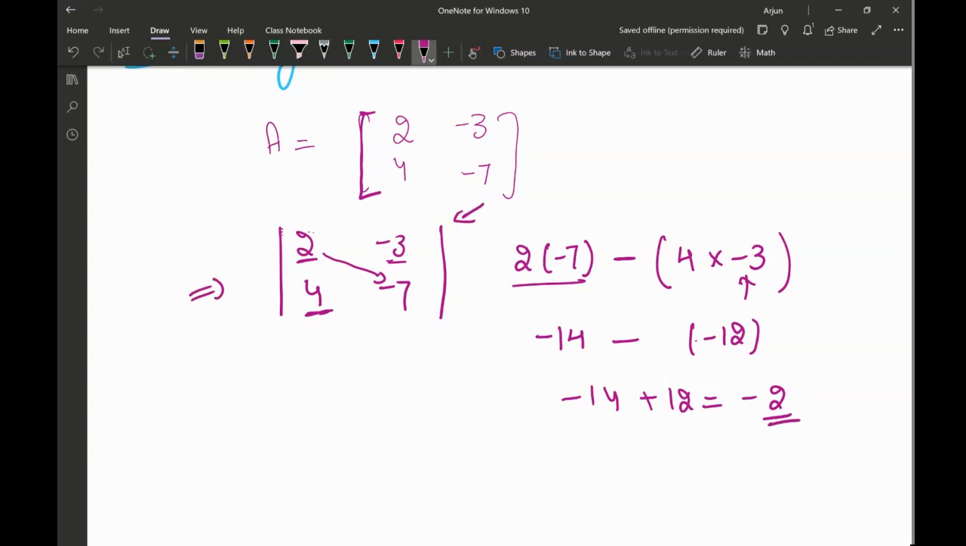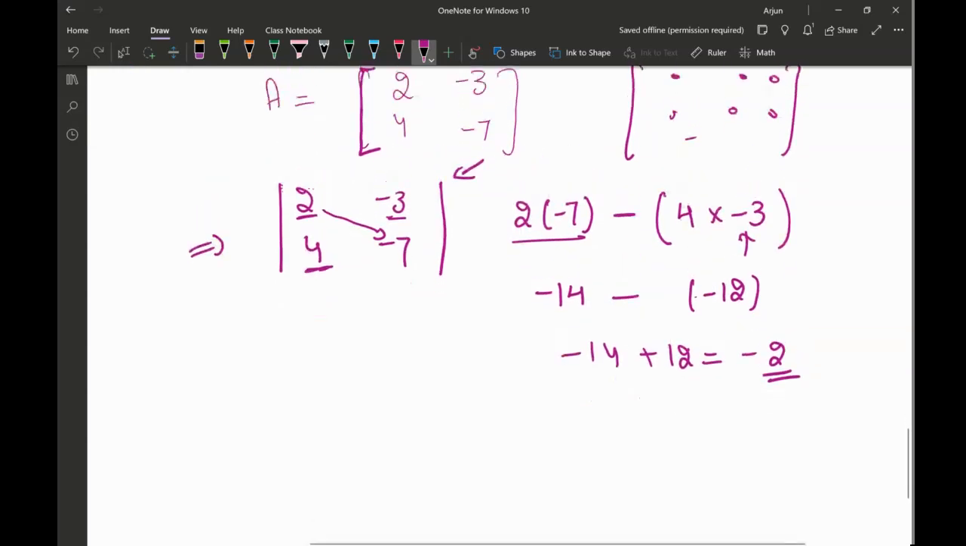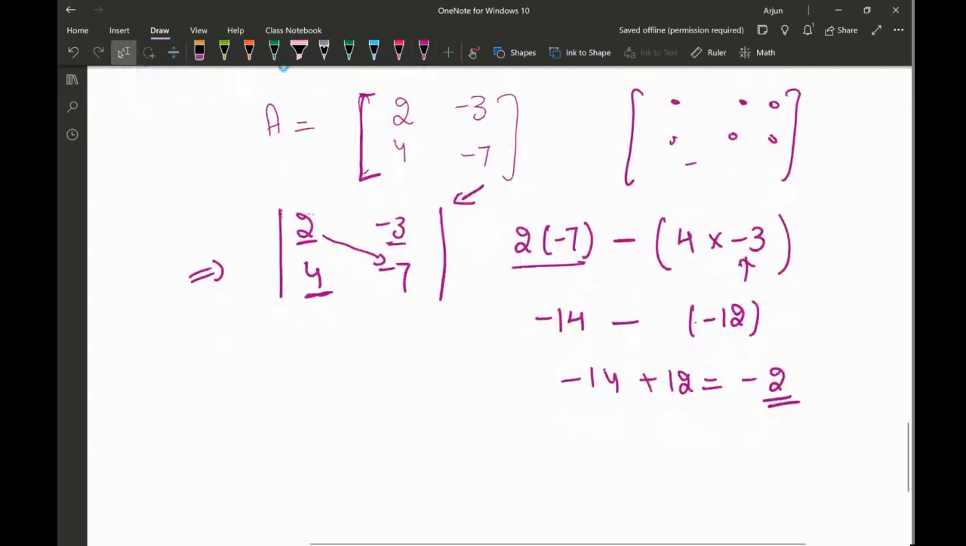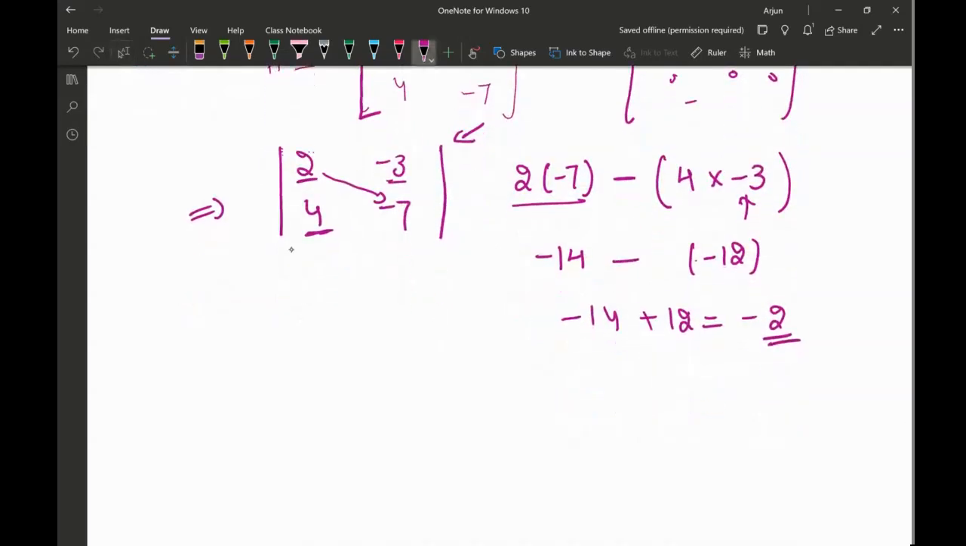We will also learn how to find the determinant of a 3 by 3 matrix, which is a little complicated, but I will do that in another video. Right now we are just learning how to find the inverse of a matrix. We figured out the determinant of a 2 by 2 matrix, and I want to find the inverse of the matrix.